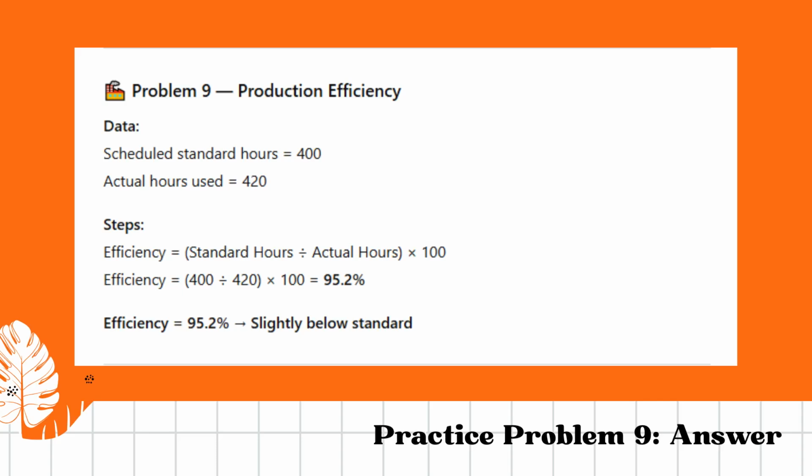Explanation. Problem 9. Efficiency tells us how closely actual performance matches the plan standard. If it takes more hours than expected, efficiency drops. Here, the work center used 420 hours instead of 400, meaning it worked a little slower than standard. When we compare the two, the efficiency comes out to about 95%. That's slightly below the ideal target, suggesting a small opportunity to improve productivity or reduce downtime.